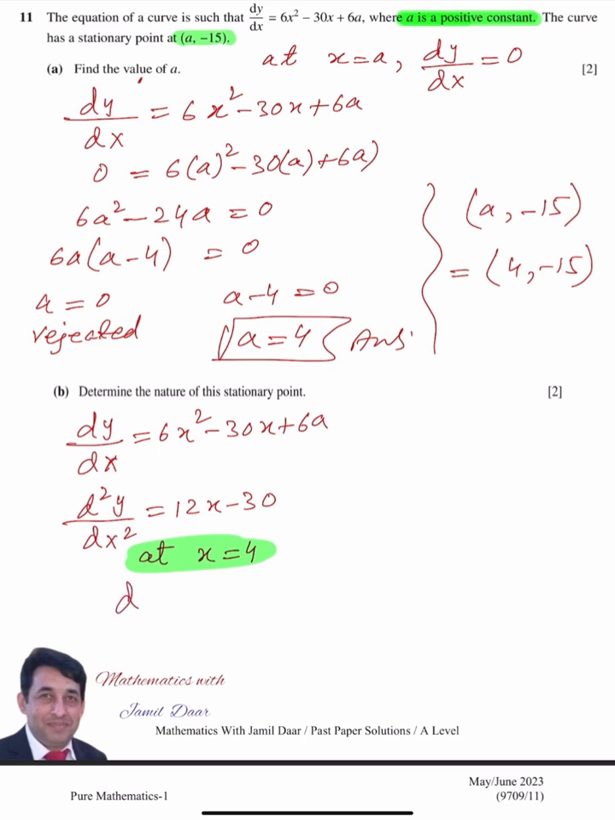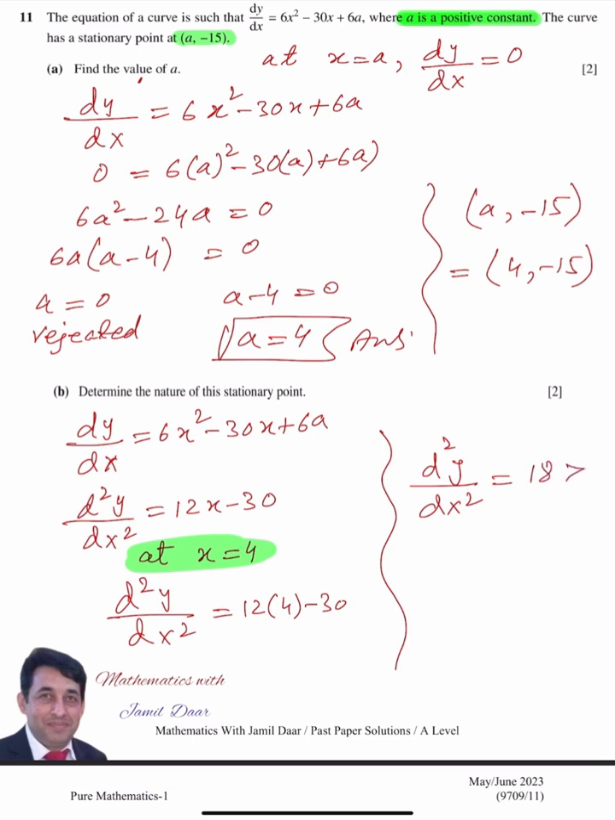d square y over dx square will become 12 into 4 minus 30. So this will become d square y over dx square is equal to 48 minus 30, which is 18, which is positive. So (4, -15) is a minimum point. That's your answer for this part.